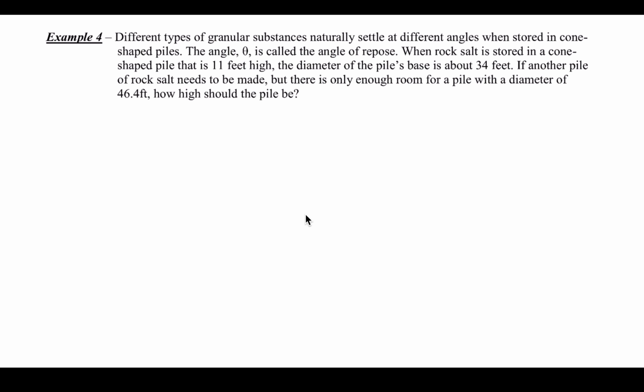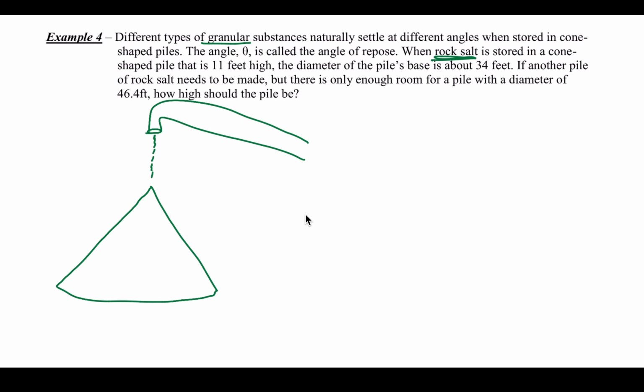So it says different types of granular substances naturally settle at different angles when stored in cone-shaped piles. The angle theta is called the angle of repose. Okay. So think about this granular substance, let's say sugar or something. They're talking about salt, okay? So let's say salt. I take salt, and when I store it in a cone-shaped pile, so think about a truck with a big pipe, and it's pouring out salt, okay? And the salt settles in a cone-shaped pile, which is actually real. That's exactly what would happen if I pour salt into a pile. Okay, it says the angle theta is called the angle of repose.